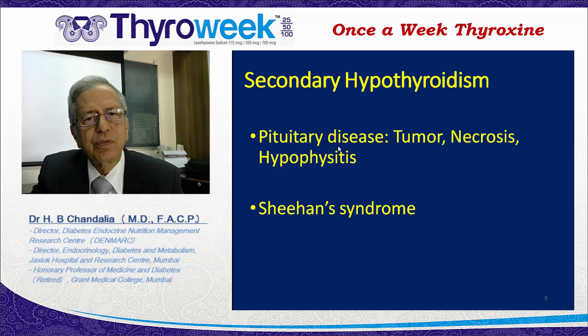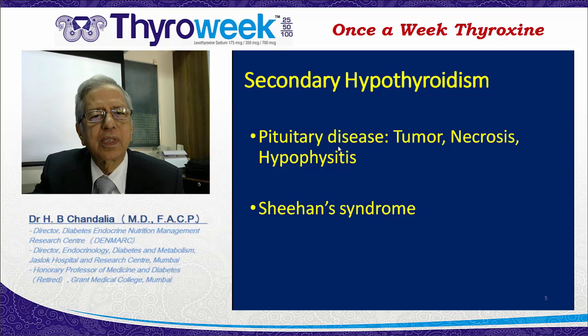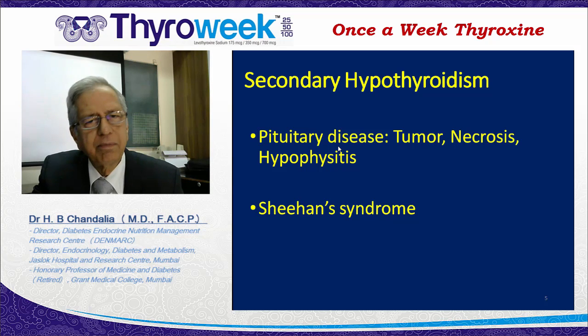The pituitary disease can be of the nature of a tumor of the pituitary or necrosis or inflammation like hypophysitis, and the most important disease that we remember causing pituitary insufficiency is the Sheehan syndrome, where of course global failure of pituitary tropic hormone occurs, and hypothyroidism is an important component of the same.